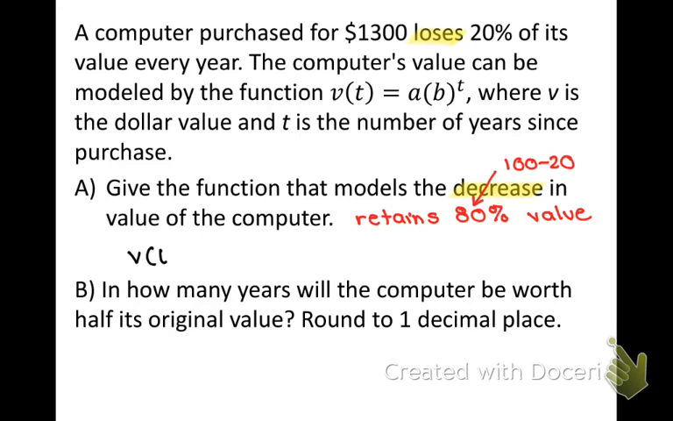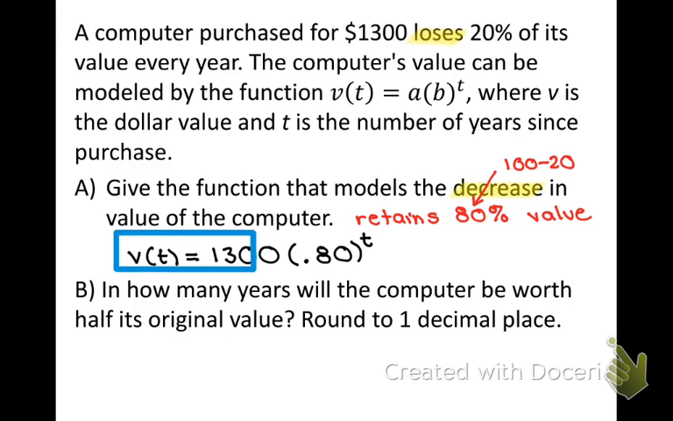So, my equation is going to be the following. I'm going to have v of t equals that initial amount was $1,300, and it retained 80% of its value. We're going to write that as a decimal, so it's going to be 0.80, and we are using t years right now. It doesn't tell us a number of years just yet. So this would be the equation that models the value of the computer. Now, it says, in how many years will the computer be worth half its original value? Round to 1 decimal place.